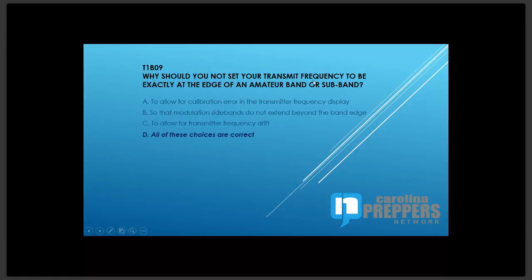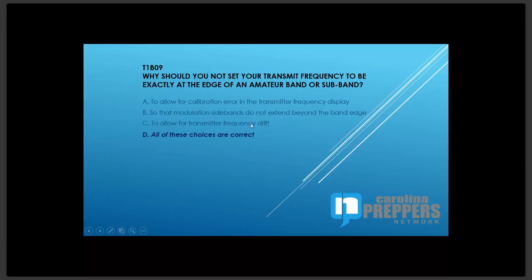But the main reason why we don't ride the edge of our bands is because our voice has sidebands to it, has a modulation to it. As you get louder and as your voice pitch changes, that wavelength gets wider and shorter. So you have to give it room to move.